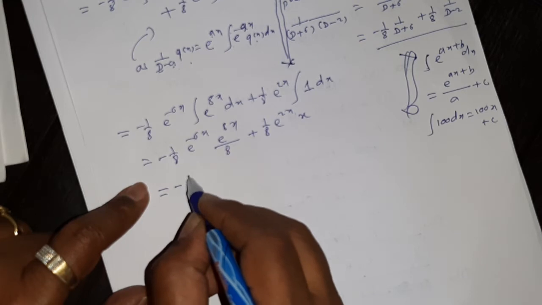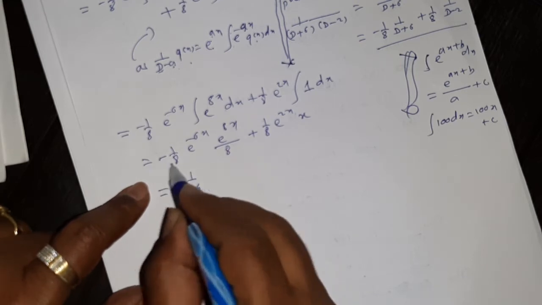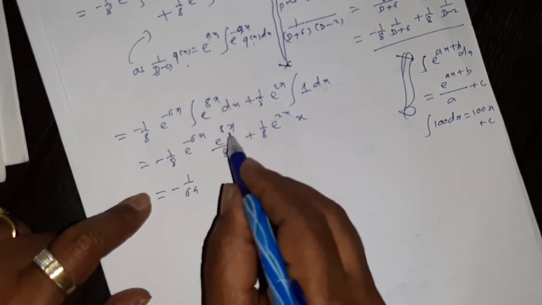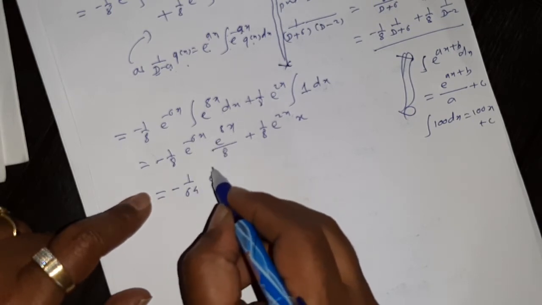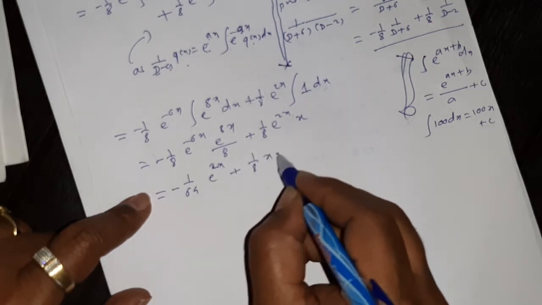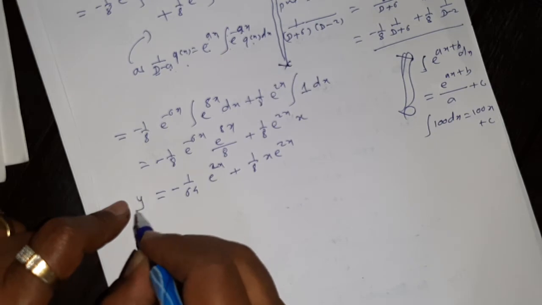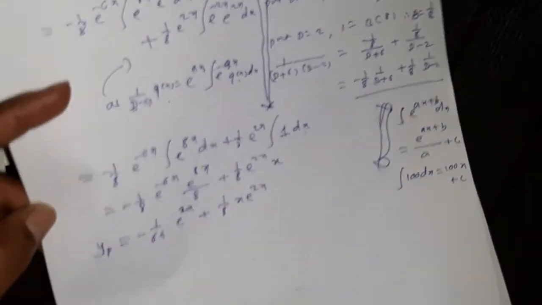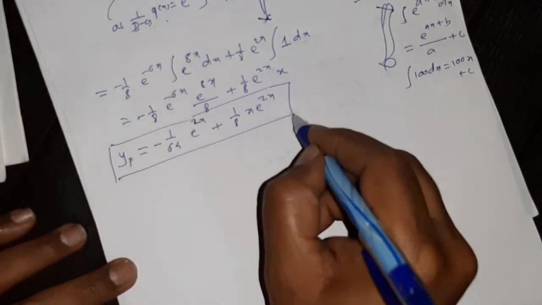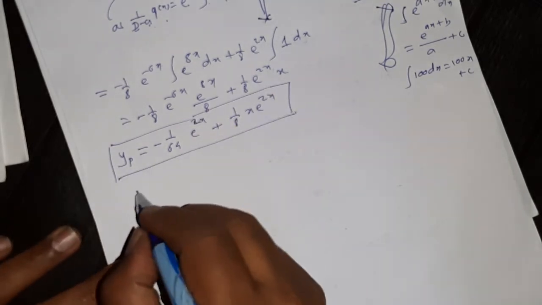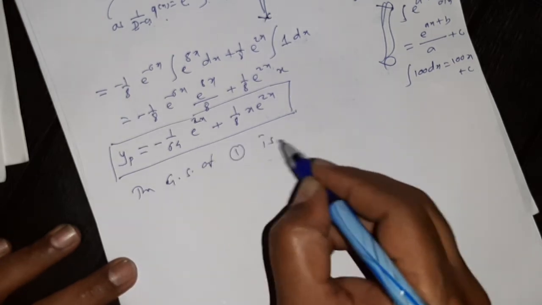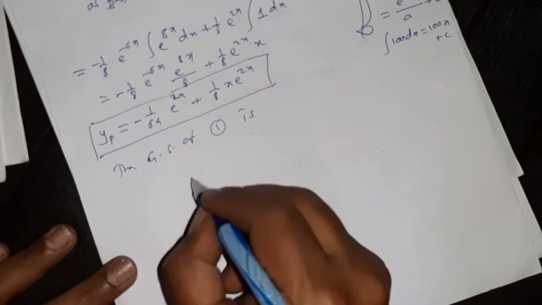So what do we have? Final answer: minus 1 by 64 (1 by 8 into 8), e raised to minus 6x and e raised to 8x gives e raised to 2x, plus 1 by 8 x e raised to 2x. What is this? This is yp. This is the particular integral.